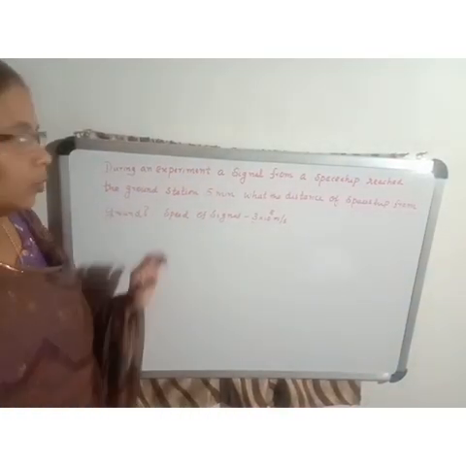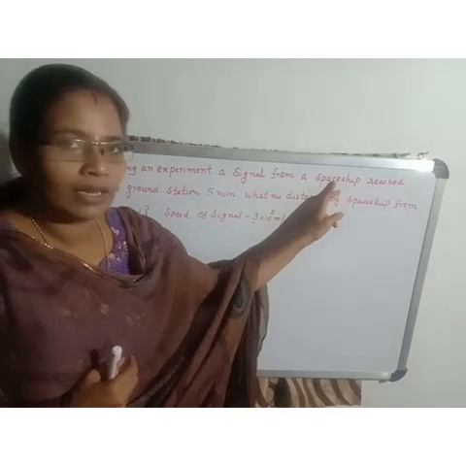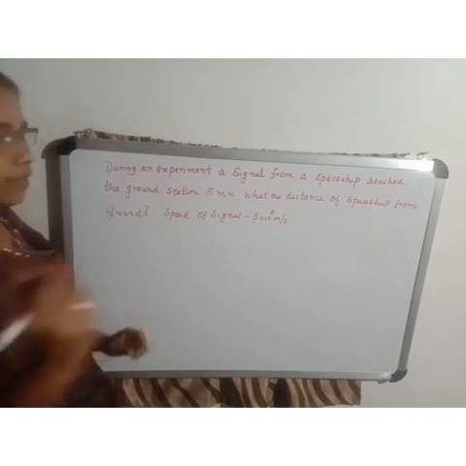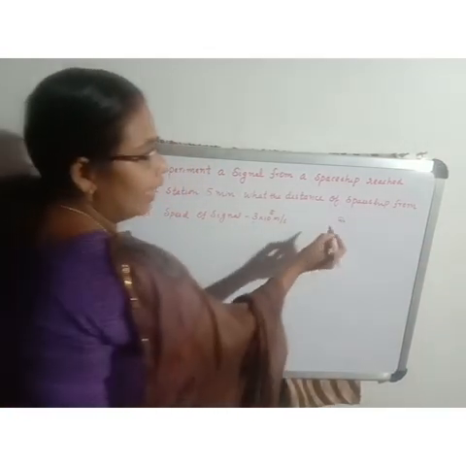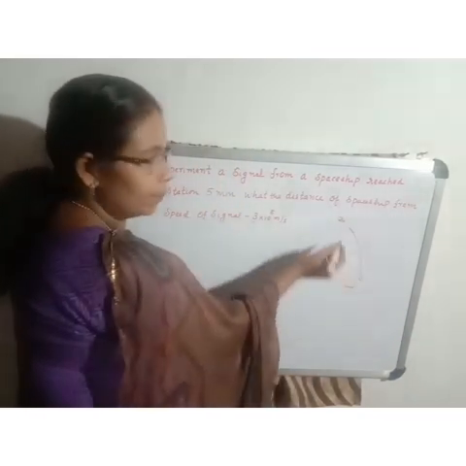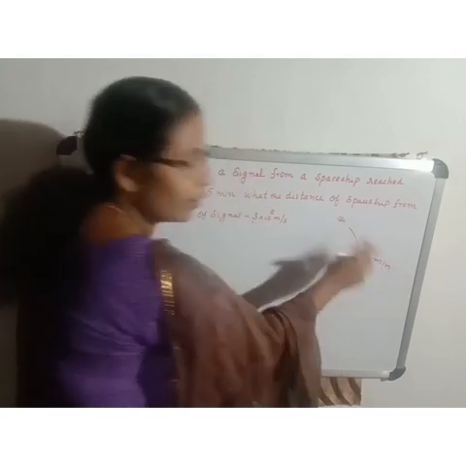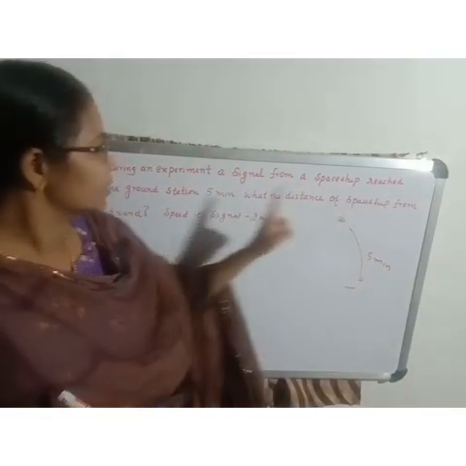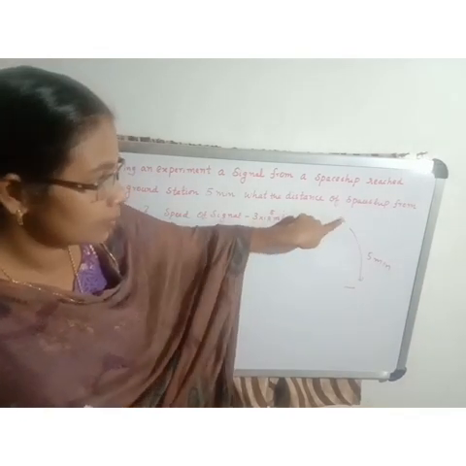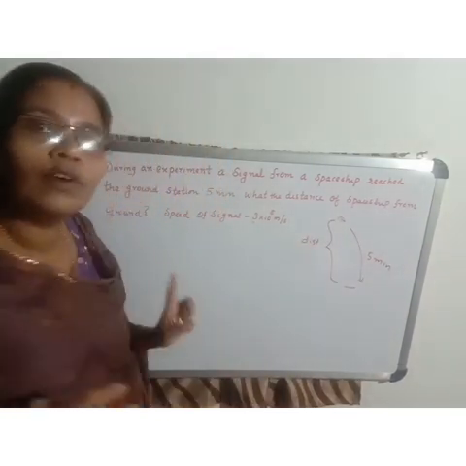We are going to solve a problem which is like this. During an experiment, a signal from a spaceship reached the ground station in 5 minutes. So they are telling a spaceship is there, and from the spaceship, a signal to the ground reaches. The signal is coming from the spaceship to the ground, and it reaches there in 5 minutes. What's the distance of the spaceship from the ground? We want to know what the distance is between the spaceship and the ground.